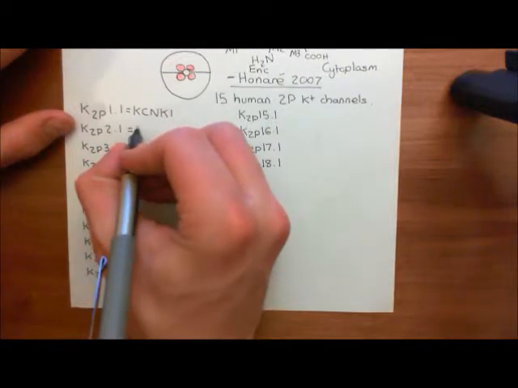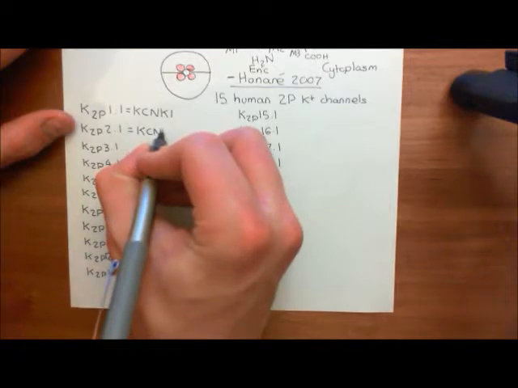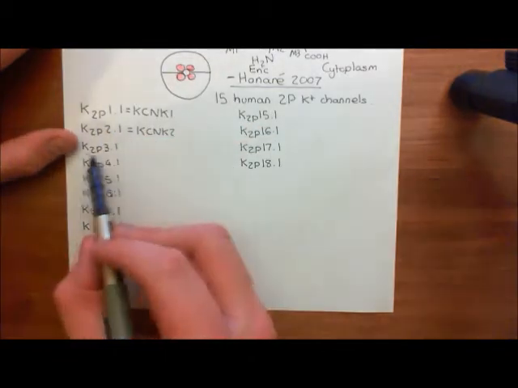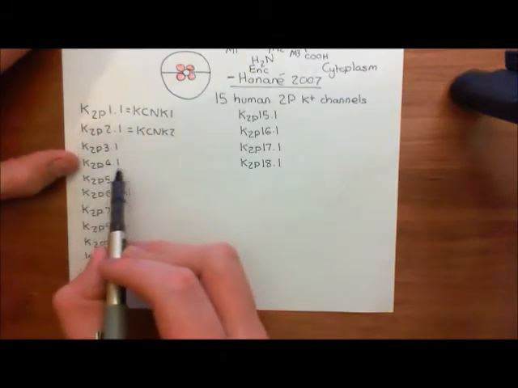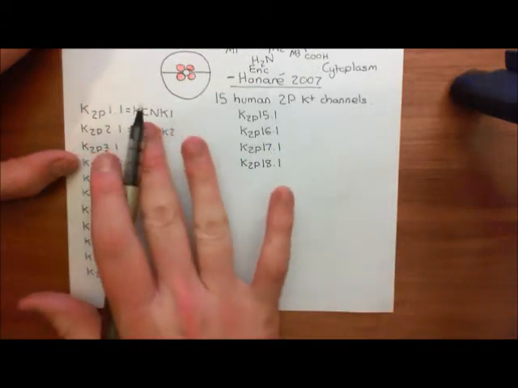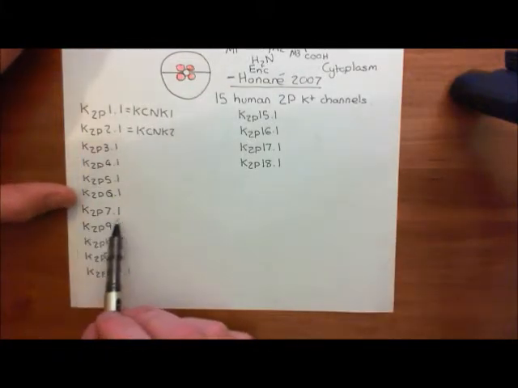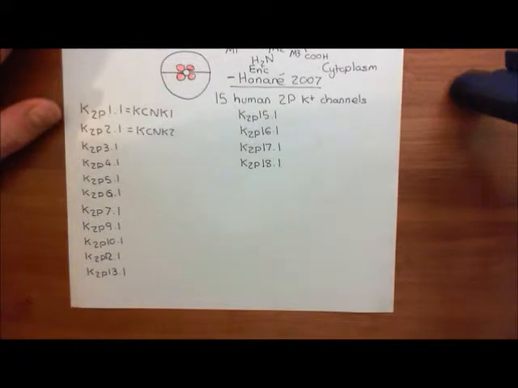Okay, so you have KCNK1 is K2P 1.1. You have KCNK2, which is K2P 2.1, and then it will go on. K2P 3.1 is KCNK3, K2P 4.1 is KCNK4, and it's perfect all the way down. So that's not too difficult. Okay, right, you just have to remember there's no number 8, and there's no number 11, and there's no number 14 either. Okay, right. Now it gets onto the more difficult naming system.